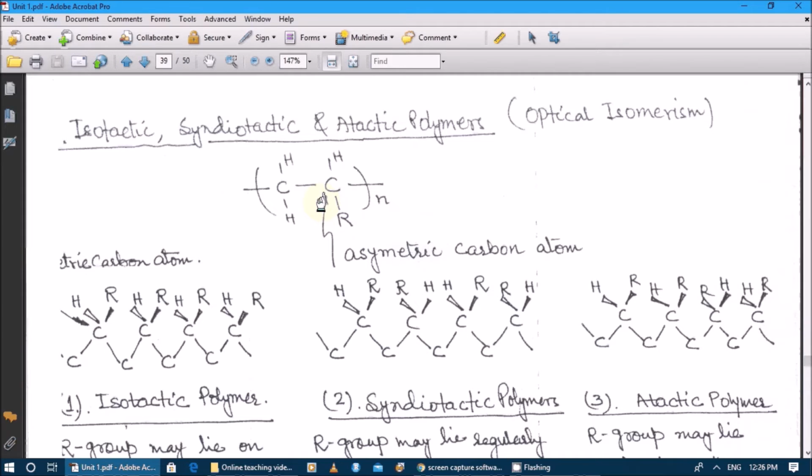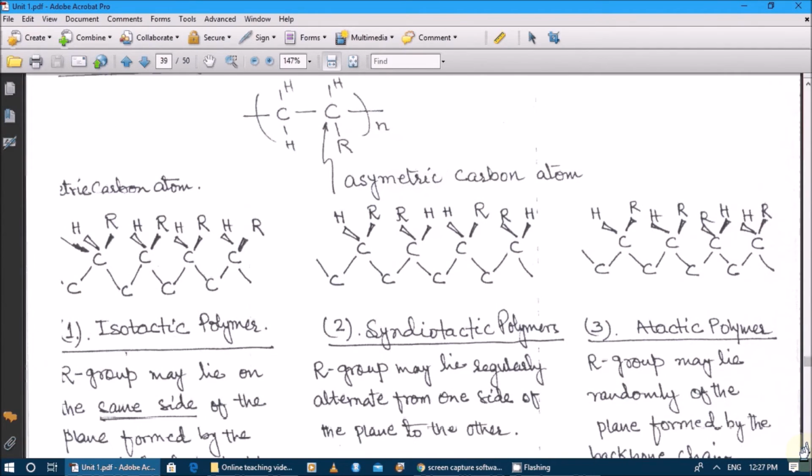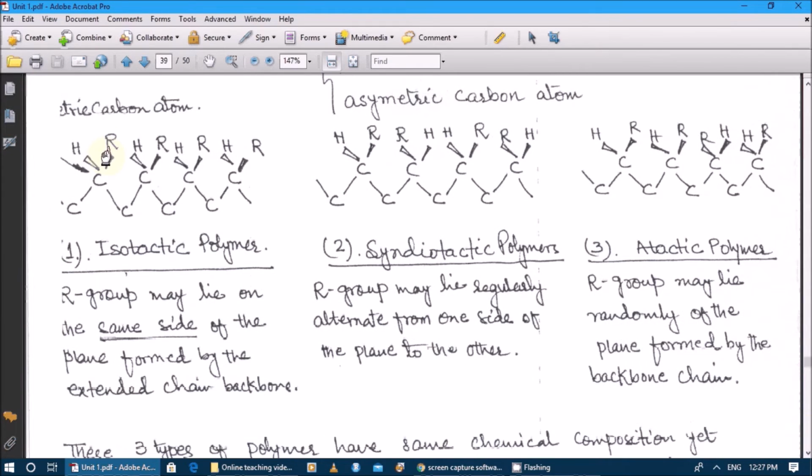So we can say that the second carbon is an asymmetric carbon atom, because on one side it has hydrogen, and on the other side it has a functional group represented as R. So this is asymmetric, whereas the first carbon has hydrogen on both sides. So the first carbon is the symmetric carbon and the second carbon is the asymmetric carbon. If this is clear to you, we can define the isotactic, syndiotactic and atactic polymer.